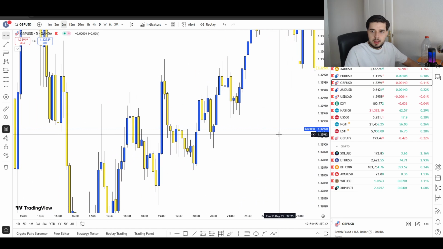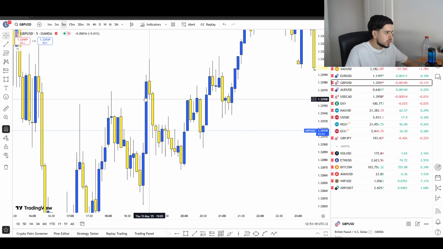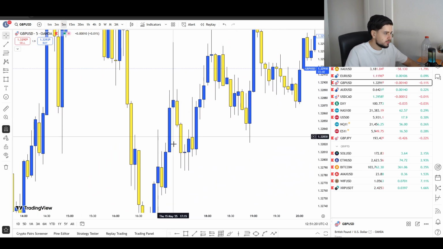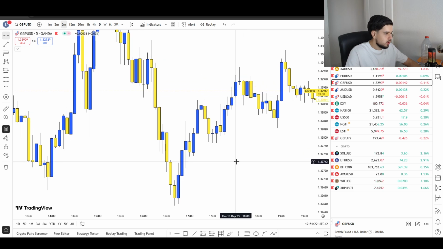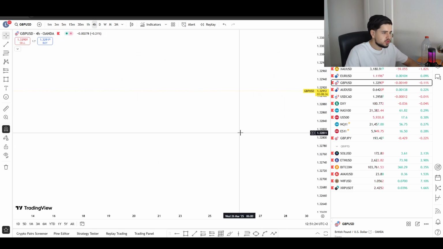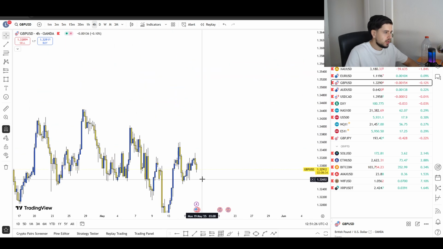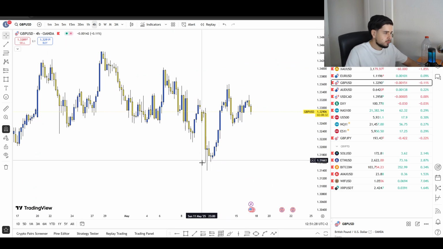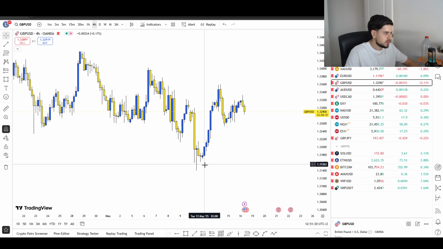Okay, so let me ask you about something, boys, right? Let me just find an example. And again, this happens on every single time frame. Let me show you on the 4-hourly, right? So we are in a downtrend. As you can see, we close below this. We are in a downtrend.